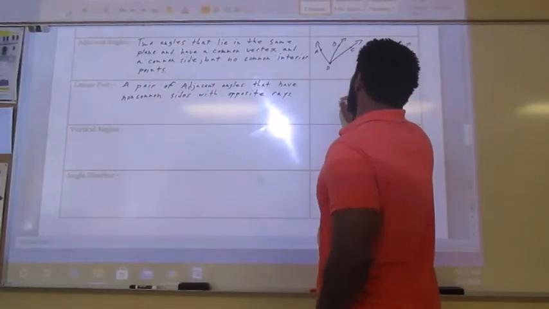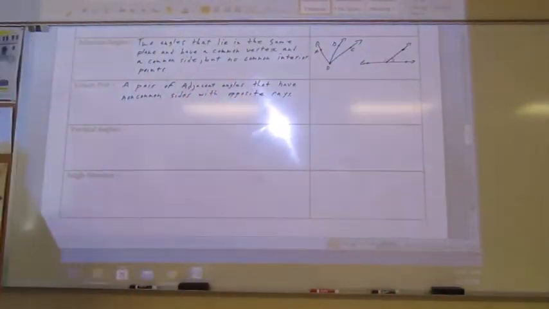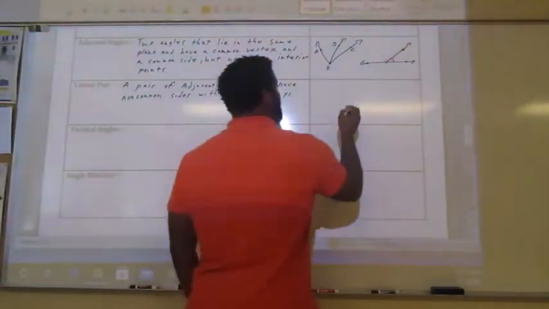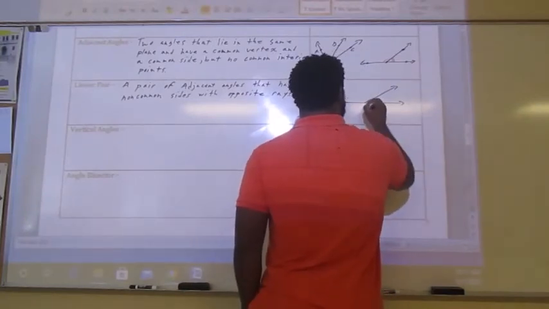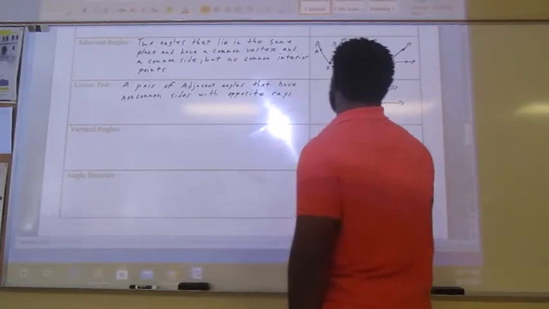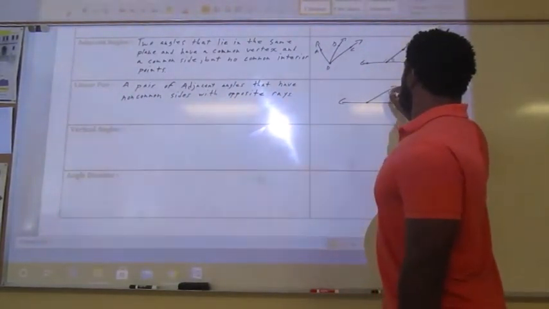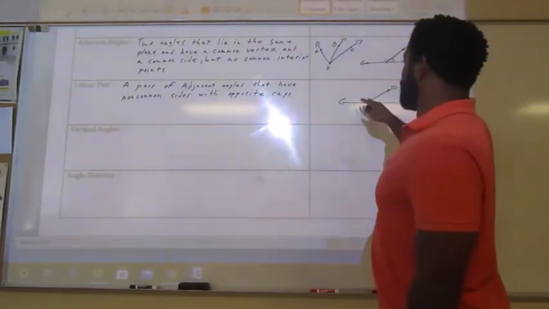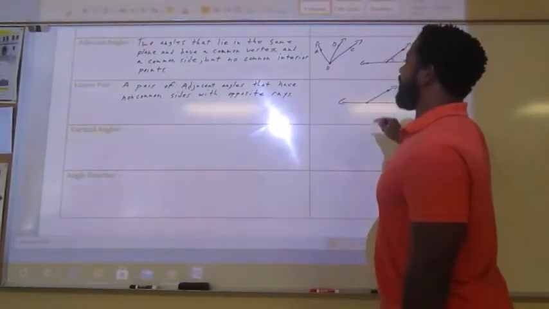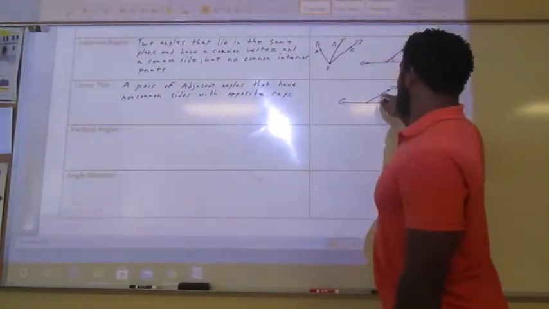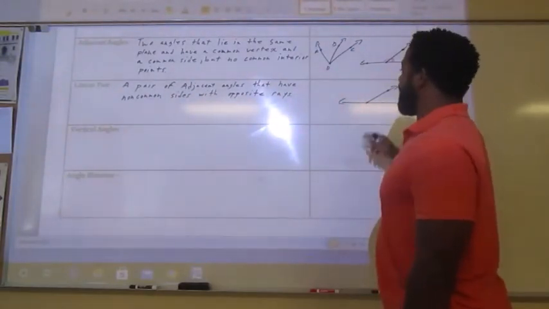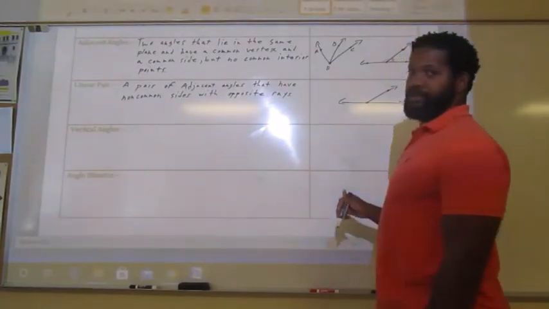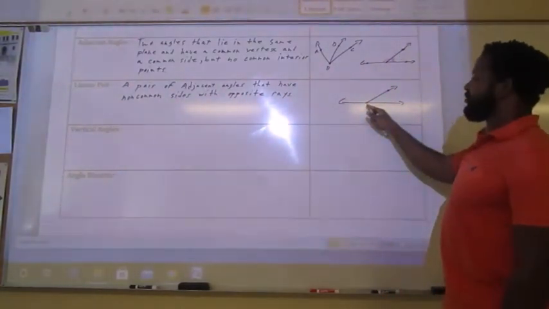All right. Let me see if I can draw another picture. No, I can't. It's the same exact thing. All right. Line like this, line going like that. Okay. Pair of adjacent angles, right? These two angles right here that have non-common sides. This is the only side right here that's common with them. This side isn't common to that side. And they have opposite rays going in different directions, okay? This ray is going that way, this ray is going that way.